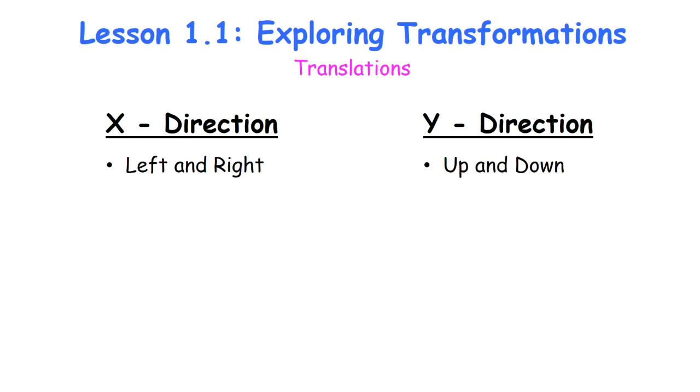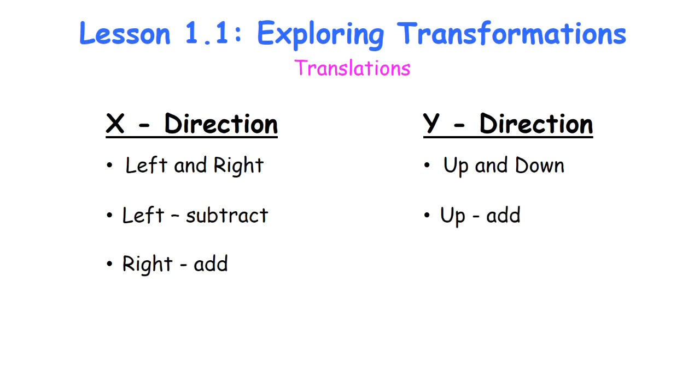When we move left, we're going towards negative numbers, so we're going to be subtracting. When we go right, we'll be heading towards positive numbers, so we'll be adding. Likewise, for the up and the down, when we go up, we're going to the positive y's, so we'll be adding, and when we go down, we go to the negative y's, so we will be subtracting.